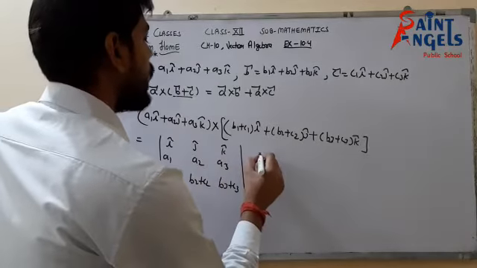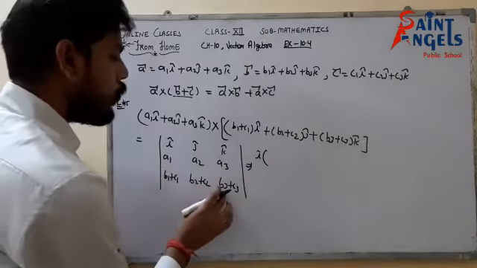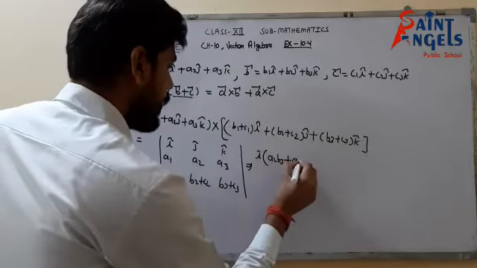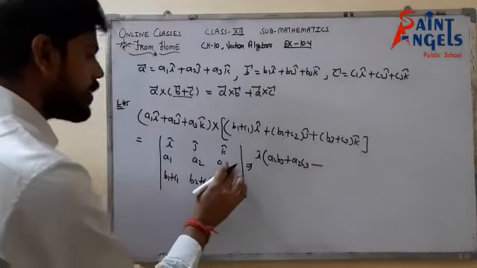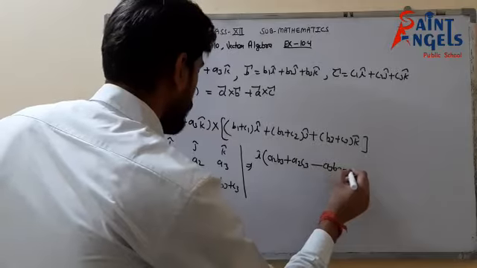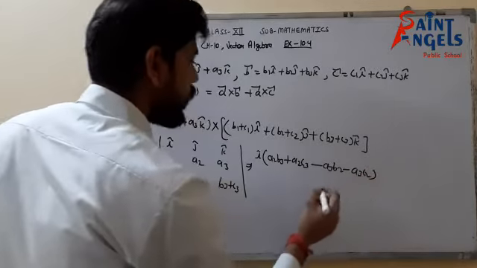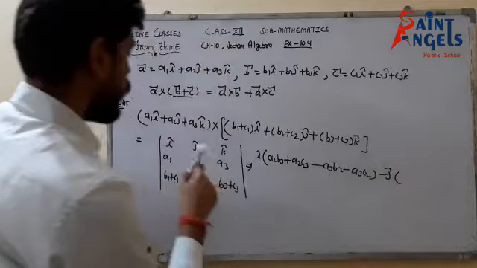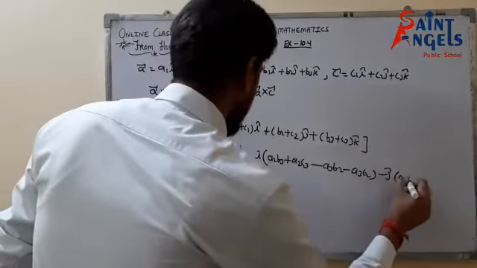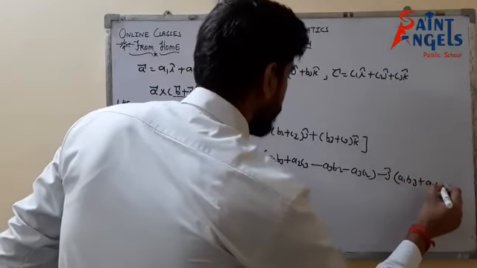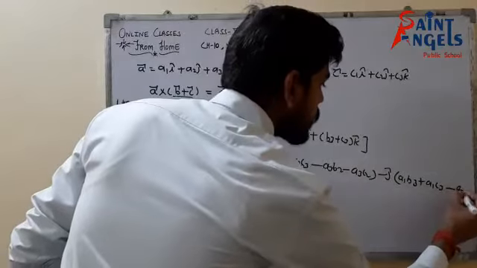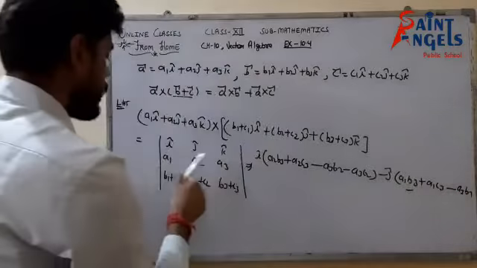So that would be i cap, A2 (B3 plus C3), which means A2 B3 plus A2 C3 minus A3 B2 minus A3 C2. Now minus j cap. For j we multiply A1 by (B3 plus C3), which means A1 B3 plus A1 C3 minus A3 B1 minus A3 C1.